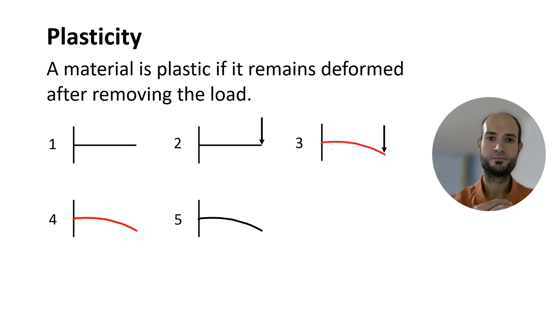Now, you may be asking, are all materials plastic or elastic? Well, there are elastic materials, there are plastic materials, and there are also materials that behave elastically and plastically. For example, steel and aluminium. And we will explain later in what conditions.